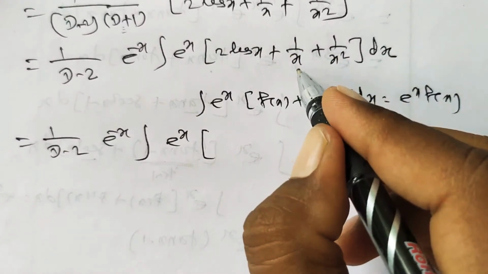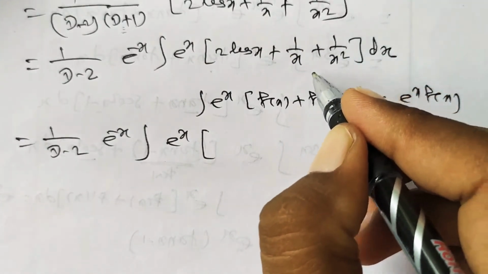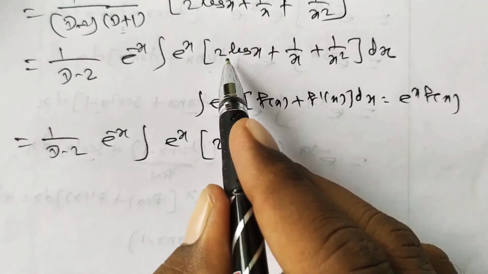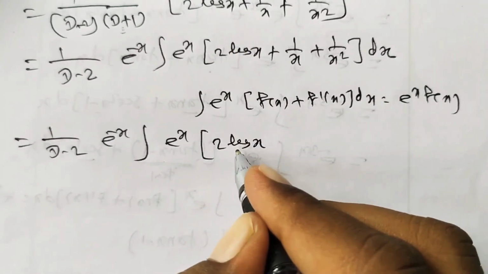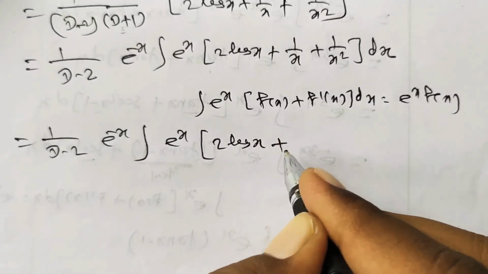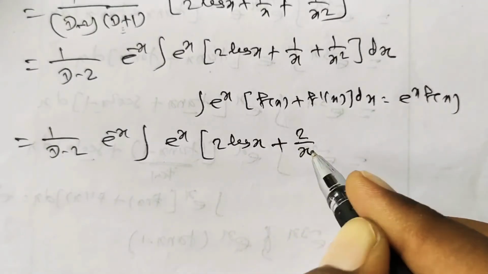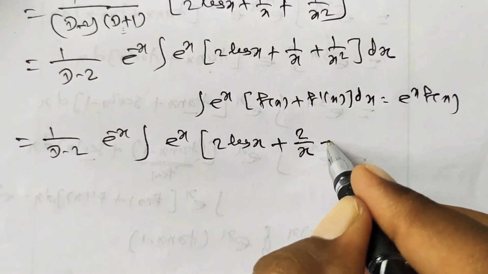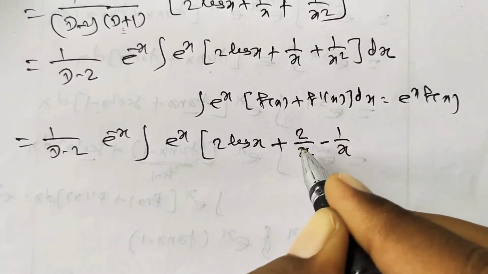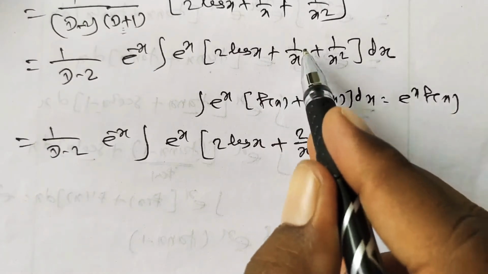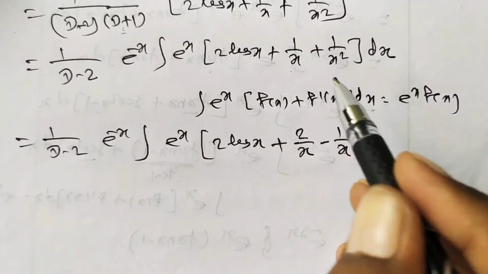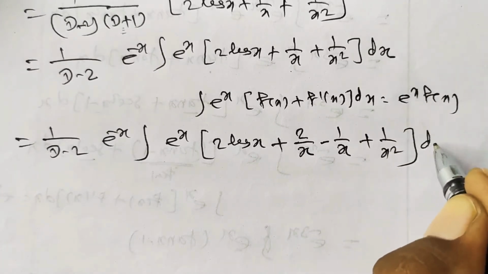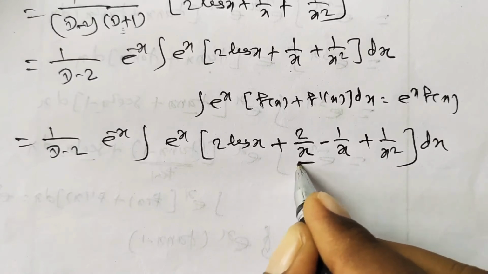We want f of x and f dash of x. We know the derivative of 1/x is minus 1/x². Here 2 log x is already present. Suppose we take f of x is equal to 2 log x, then f dash of x is 2/x. So we want 2/x. If we write 2/x, but here it is 1/x, so if we subtract 1/x from 2/x, then we will get the same term, and this term does not change. 2/x minus 1/x is 1/x, and plus 1/x², right, as it is into dx. So note this step, only this step is important here.